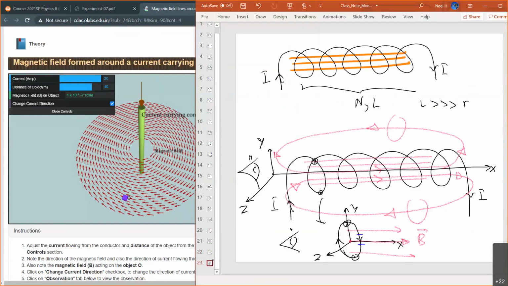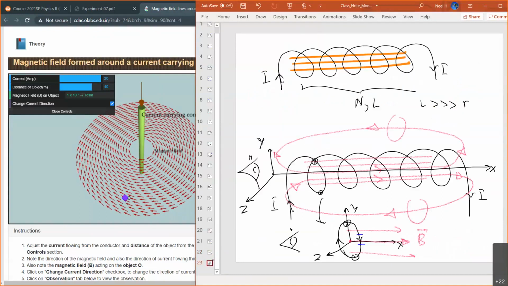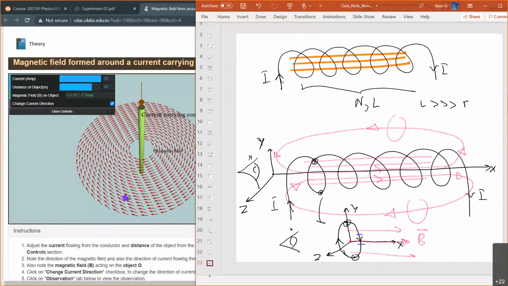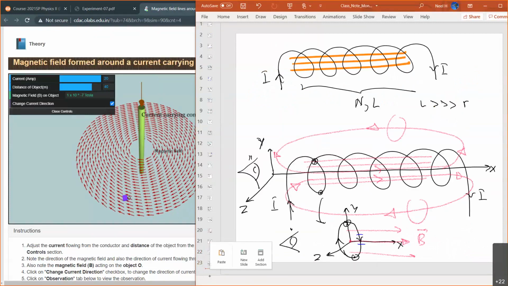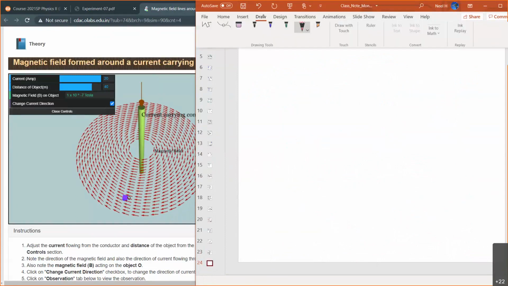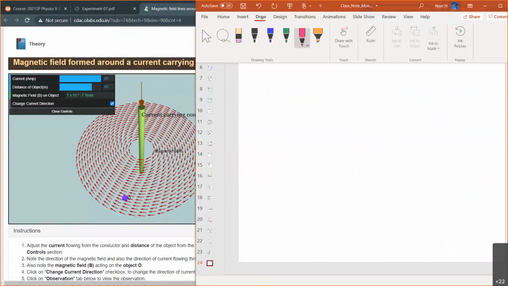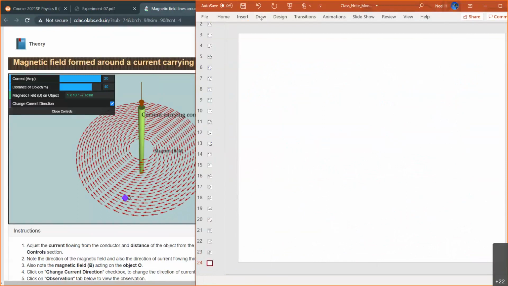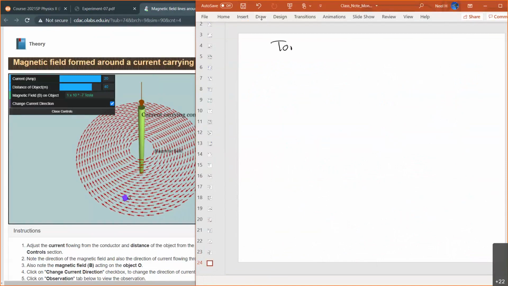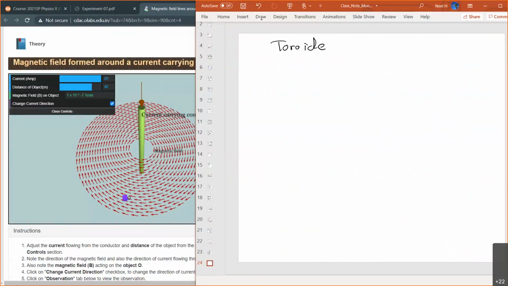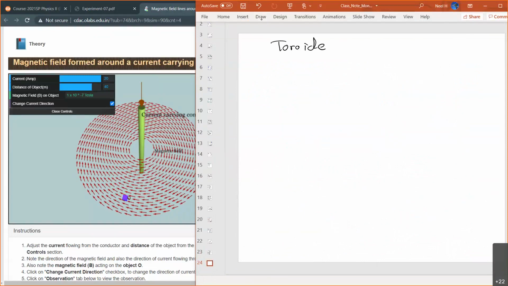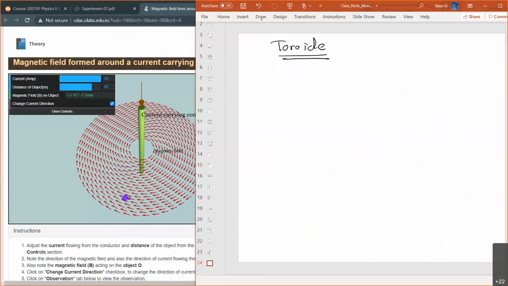And let me give you quickly another idea that we need for the lecture class. Another idea is what we call the toroid, which is a very similar concept, but there's a difference between the toroid and the solenoid, okay? For a toroid, you take the solenoid, like a slinky, for example.